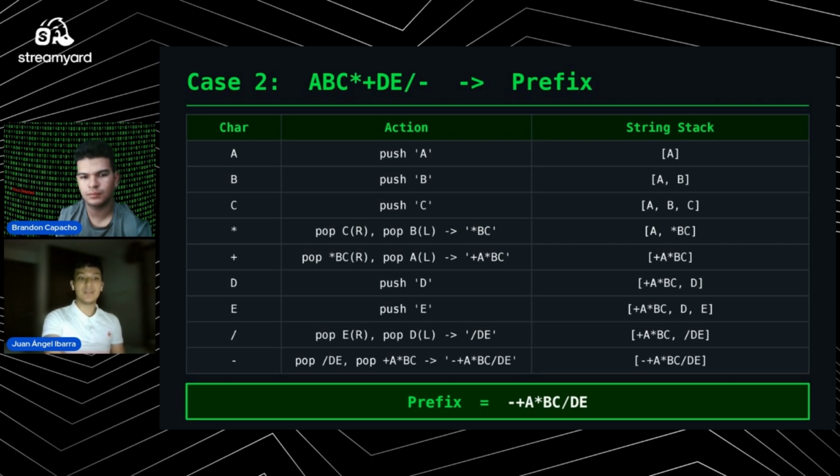We read the minus, we pop divide B A as the right, plus A times B C as the left, and form minus plus A times B C divide B A. Prefix result: minus plus A times B C divide B A.